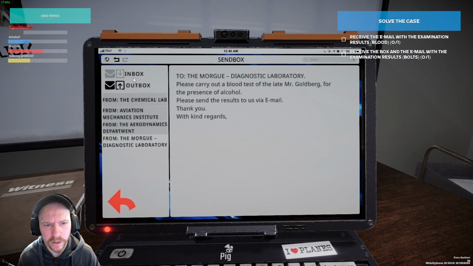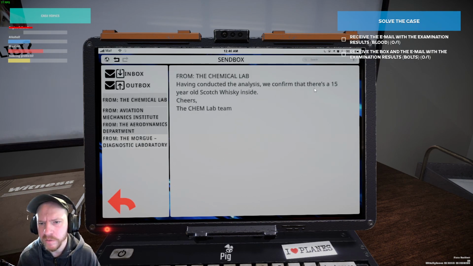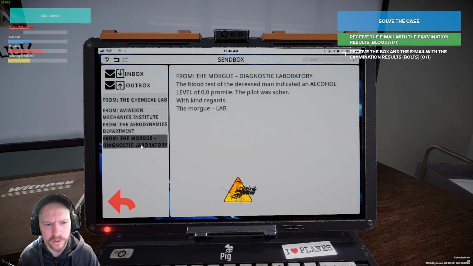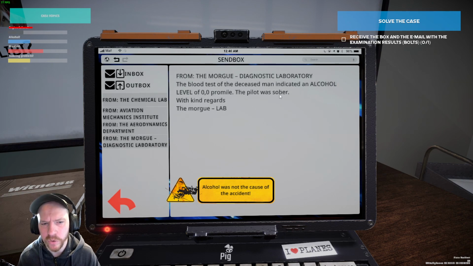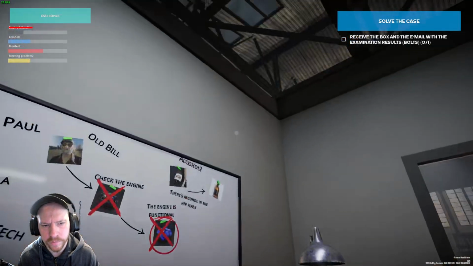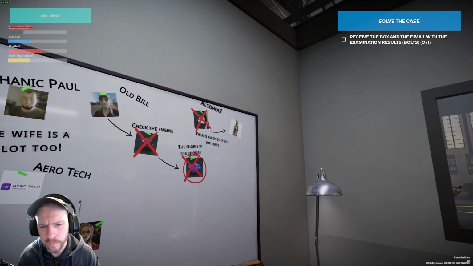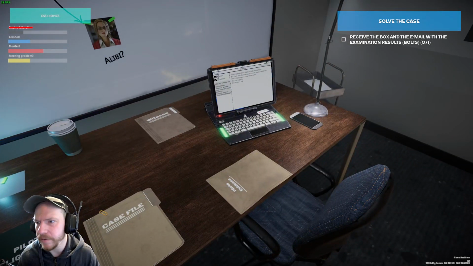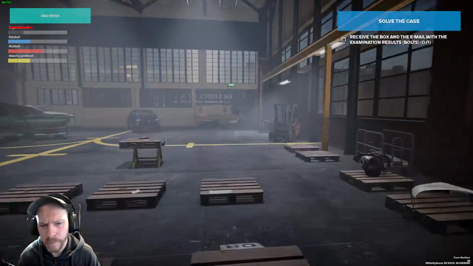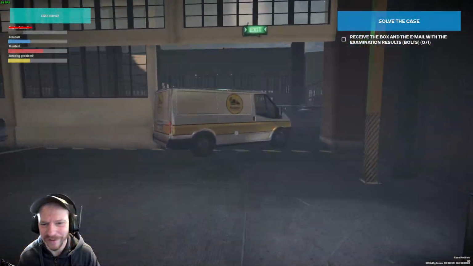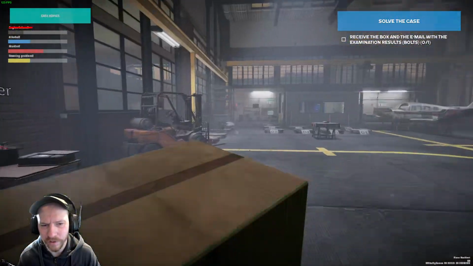Right. Inbox. Chemical lab. We confirmed there was 15-year-old scotch. Morgue diagnosis. There's no alcohol. Right, so there's that. Okay, let's check the results of the mounting screws.